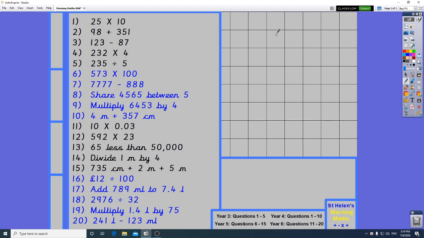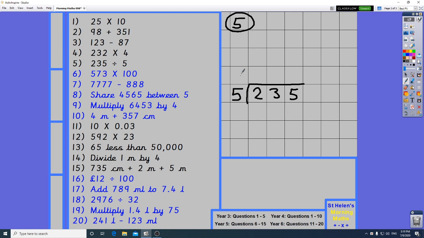Time for question 5. Question 5 is division. These are getting quite big now, these divisions. So for divisions as big as this, I'll be using the bus stop now, right at the end of year 3, as we are getting really close to the end of year 3 now. I'm using the bus stop for these bigger questions.